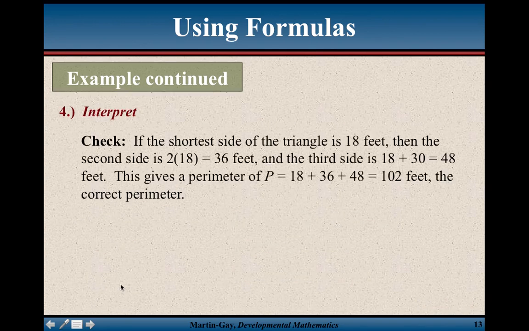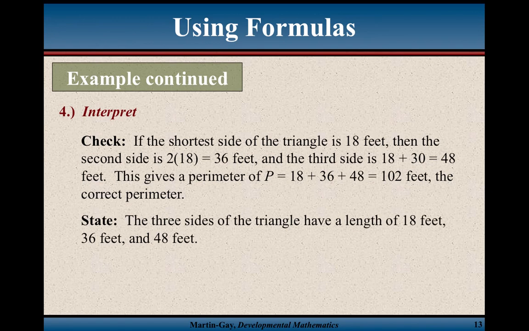So to interpret, if the shortest side of the triangle is 18, then the second side is 2 times 18, which is equal to 36 feet. And the third side is 18 plus 30, which is 48. Therefore, the perimeter is 18 plus 36 plus 48, which is equal to 102. So yung total is 102. The correct perimeter is 102, and the correct dimensions are 18, 36, and 48. So we state that the three sides of the triangle have the lengths of 18 feet, 36 feet, and 48 feet.